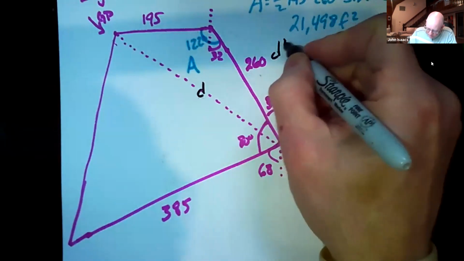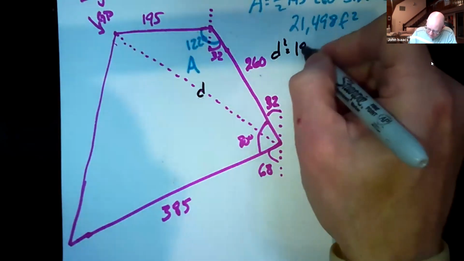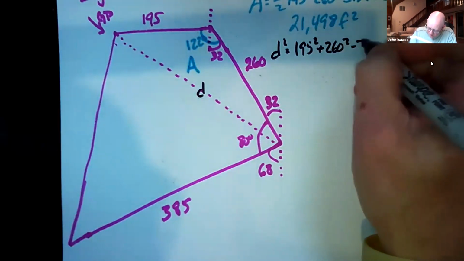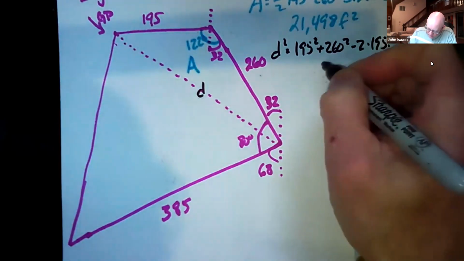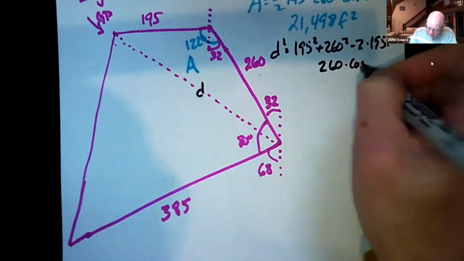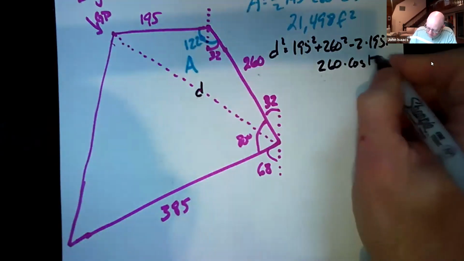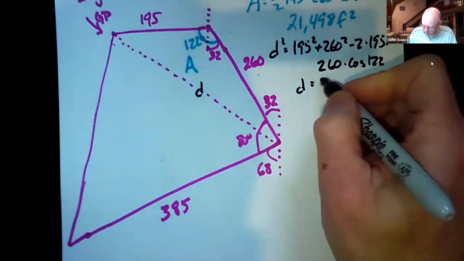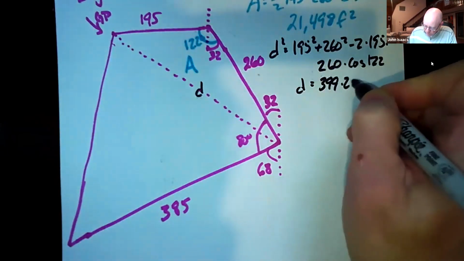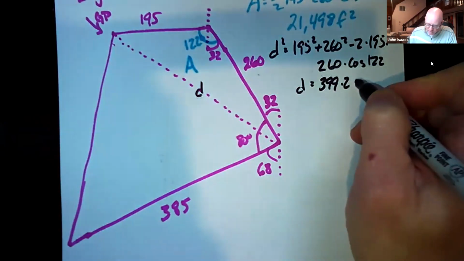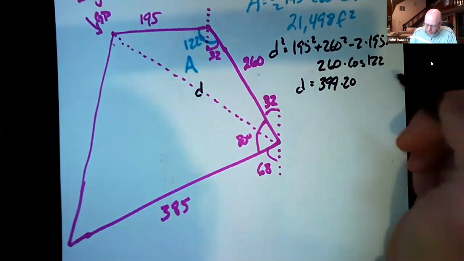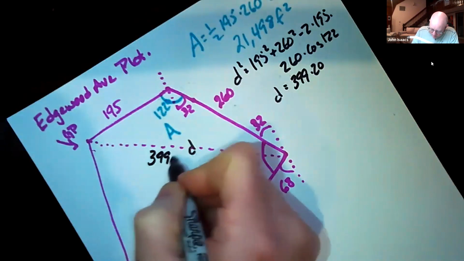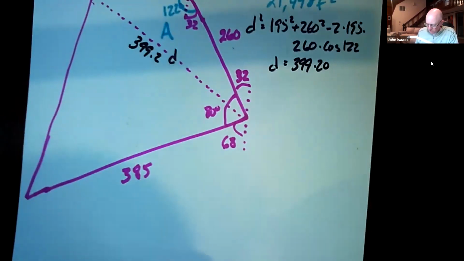So D squared is going to equal 195 squared plus 260 squared minus 2 times 195 times 260 times cosine of the included angle, which is the whole thing, 122. And D, using a calculator there, D comes out to be 399.20. It's like 0.1 something, but it comes out 0.20. So I'm going to mark that 399.2. Okay, so there's D.